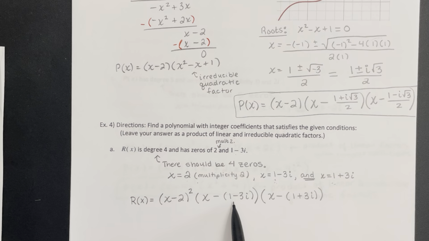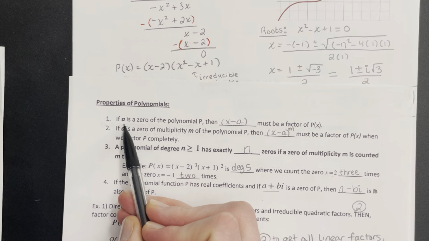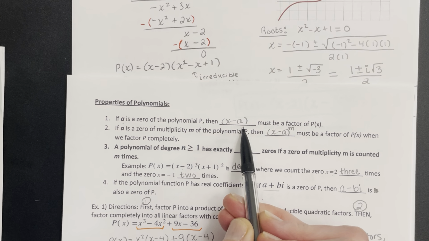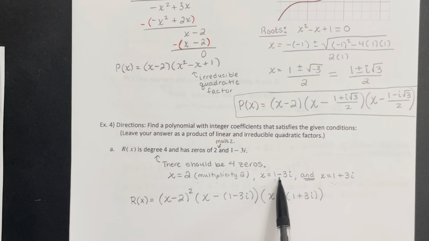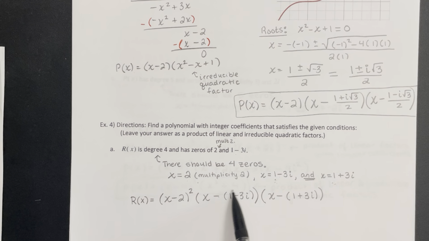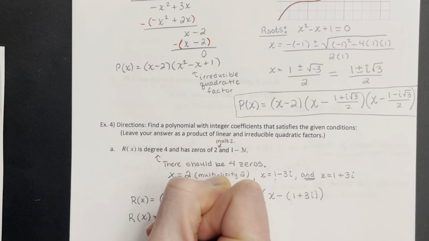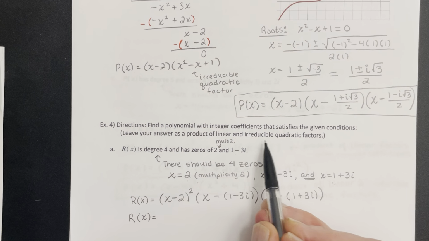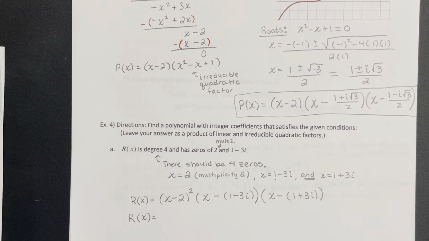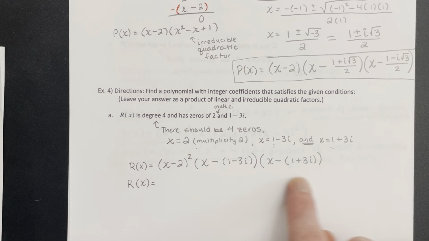In that property part of the notes earlier, we had if a is a 0, then x minus a would be a factor. If 1 minus 3i is a 0, then x minus this 1 minus 3i is a factor. You could expand this out so that we get the irreducible quadratic factor. That's the goal, that we're leaving our answer as a product of linear and irreducible quadratic factors. So I need to multiply these so that we can get the quadratic factor.